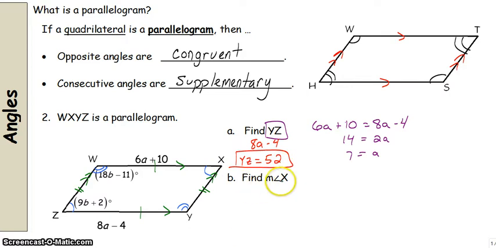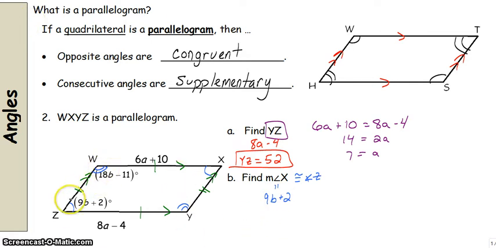Here they want me to find the measure of angle X. I don't know anything about angle X except that it's congruent to angle Z. Because it's congruent to angle Z, then the measure of angle X is also going to be 9b plus 2. That's only helpful if I know b.